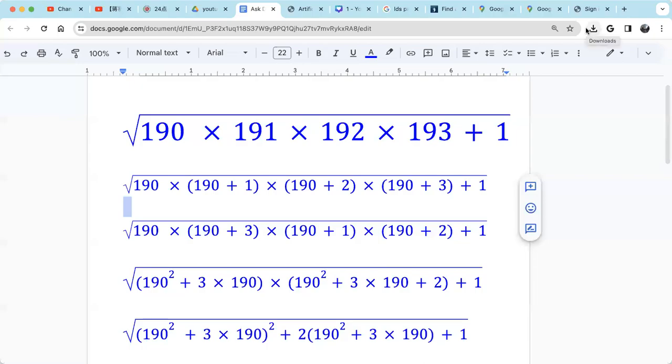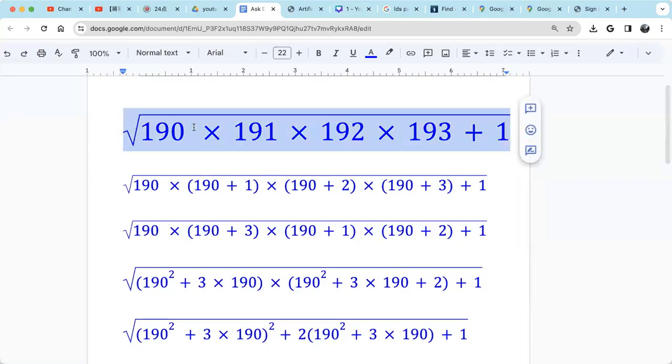Okay, let's see this question. We want to evaluate those numbers. We have the square root of 190 times 191 times 192 times 193 plus 1, and without using a calculator. So what are we going to do? We're going to use algebraic formulas.